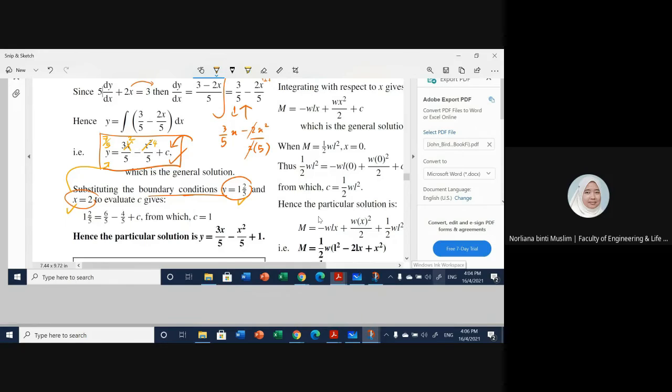So we get C as 1. Don't just stop here. You need to write down the particular solution. It is the general solution, but the value of C should be written where that number is. So this is the final answer for the particular solution. Okay, is that okay for this example?